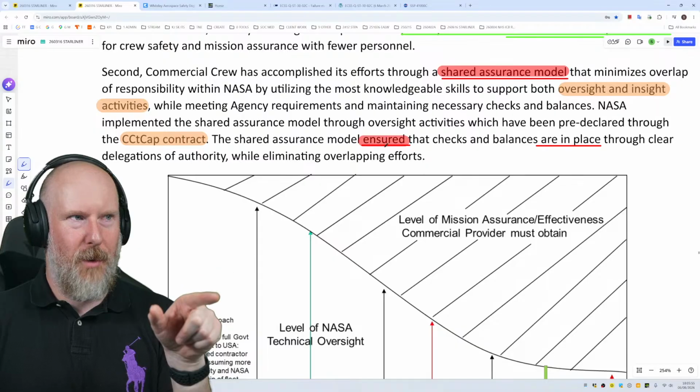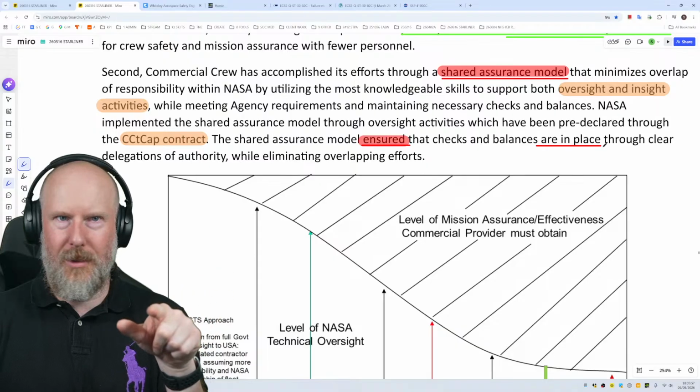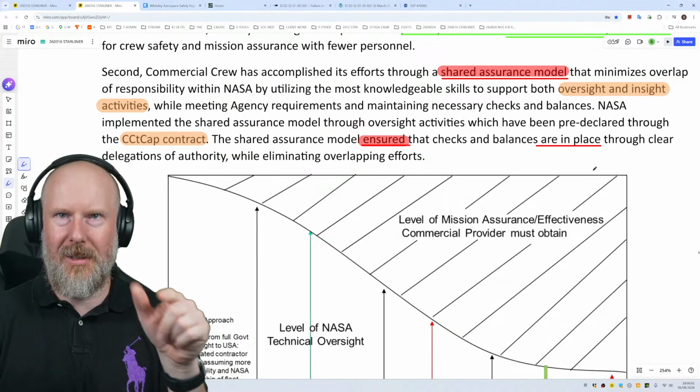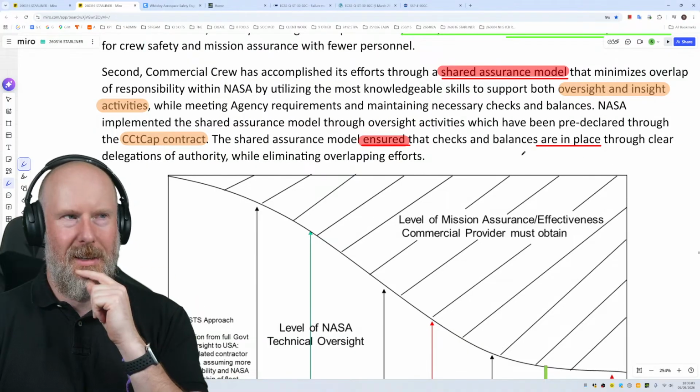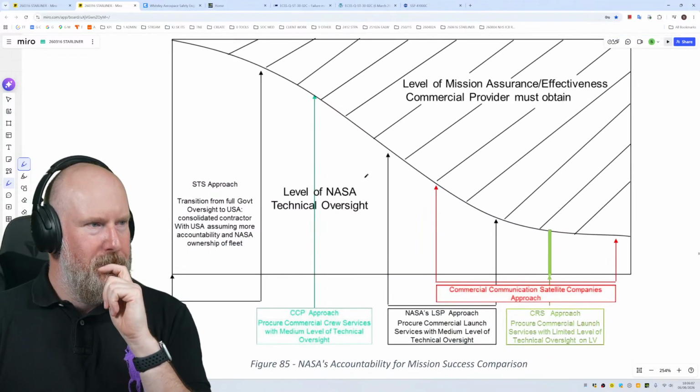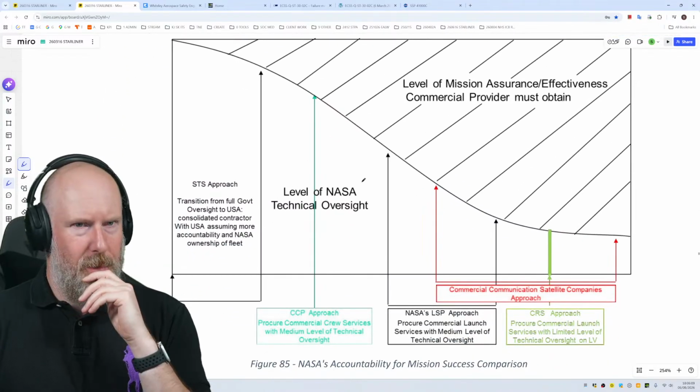The shared assurance model ensured that checks and balances are in place. But are they actually working? Are they actually the right checks and balances? That's what the investigation should go and look at.